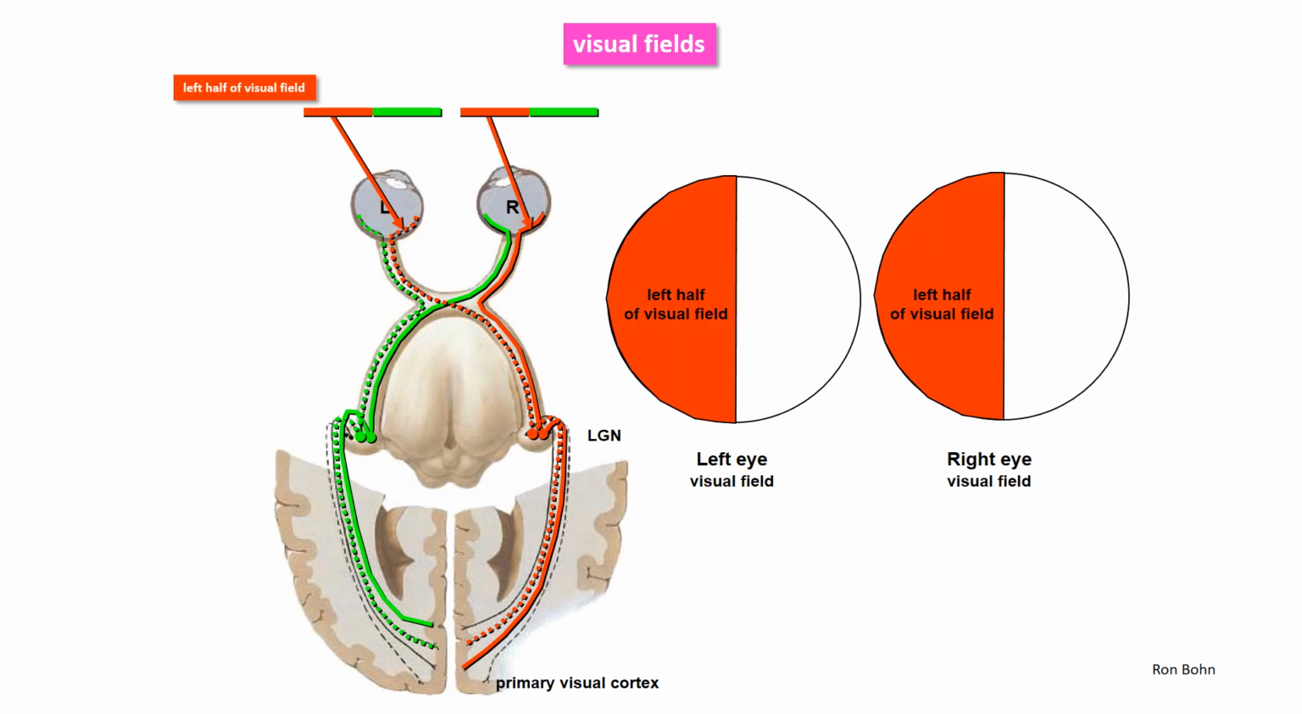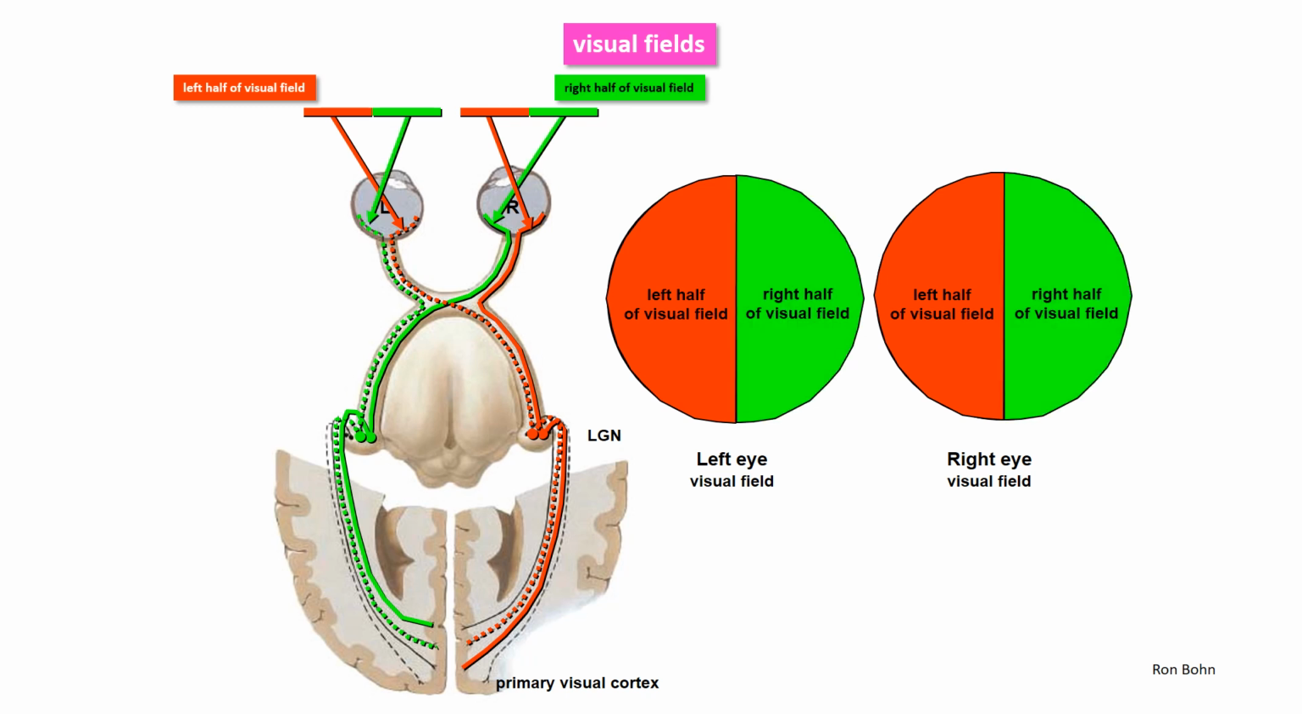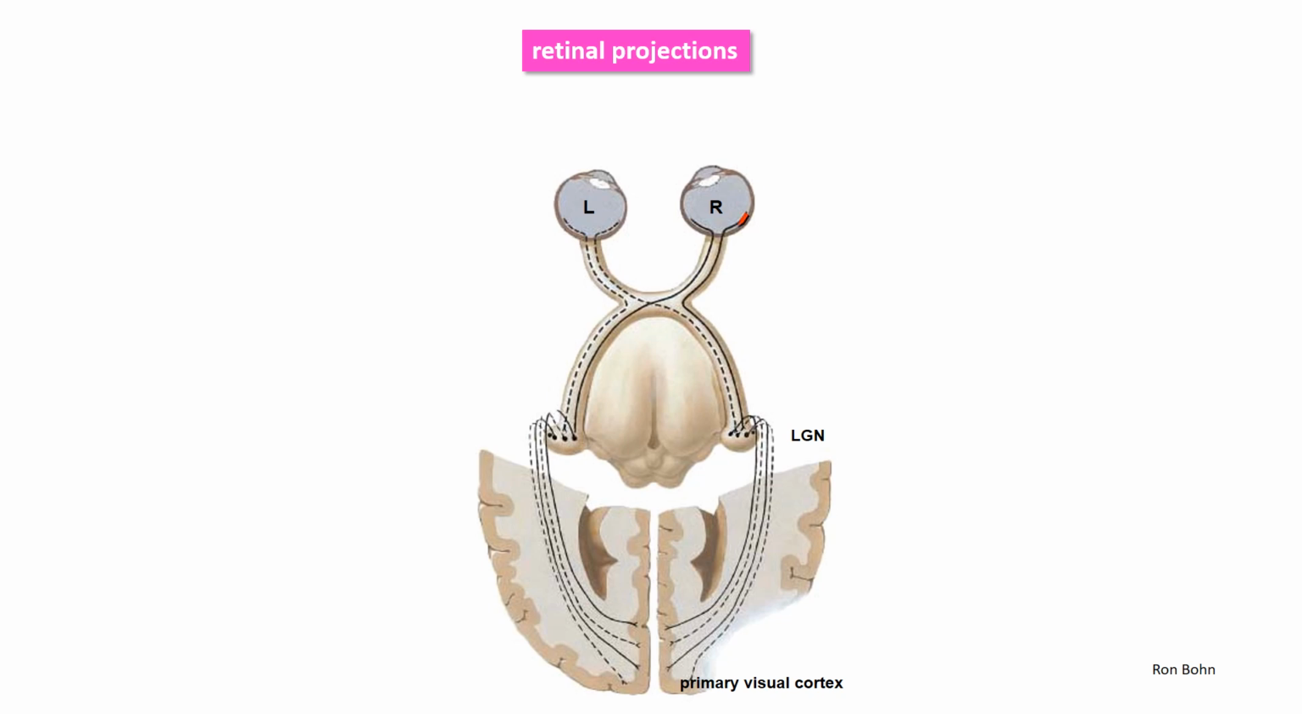Okay, so you see that left half of the visual field. Okay, the left half of the visual field then goes to the nasal retina on the left eye and to the temporal retina of the right eye. Okay, whereas the right half of the visual field goes to the temporal retina of the left eye and to the nasal retina of the right eye. Okay, so then just again now picturing it on the projections themselves, you can follow those colors as they project to the cortex.